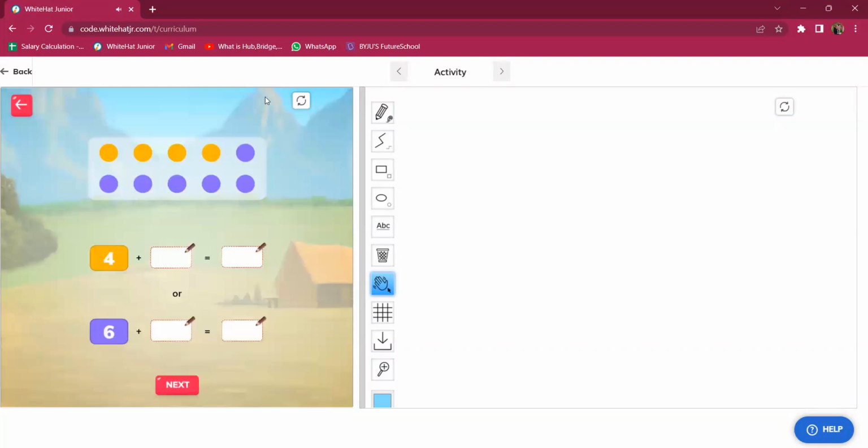So here you have 4 yellow balls, 1, 2, 3, 4, and 6 purple balls, 1, 2, 3, 4, 5, 6. Altogether 1, 2, 3, 4, then 5, 6, 7, 8, 9, 10. So 4 plus 6 can give you 10. Similarly, 6 plus 4 can also give you 10. Okay, let's move to the next question.